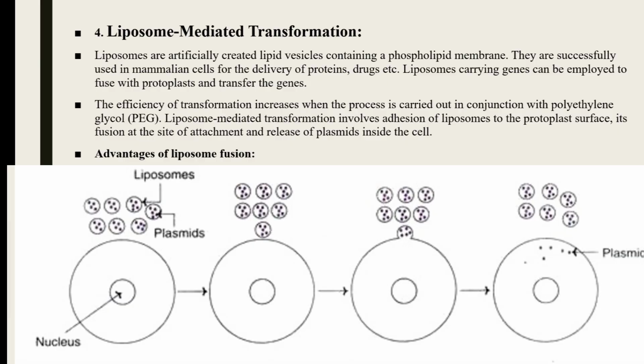Liposome-mediated transformation involves adhesion of liposomes to the protoplast surface, its fusion at the site of attachment and release of plasmids inside the cell. This method is mainly dependent on the principle that protoplast contains a lipid membrane, since it lacks a cell wall. Lipid vesicles also have lipid, which helps in rapid adhesion to the protoplast membrane and helps in gene delivery.